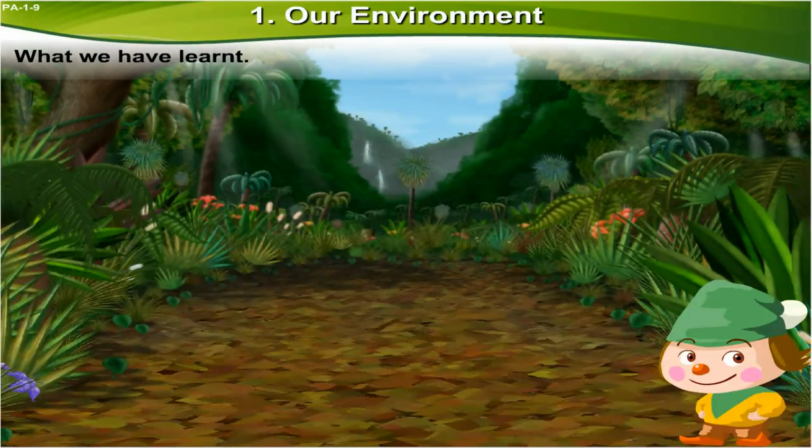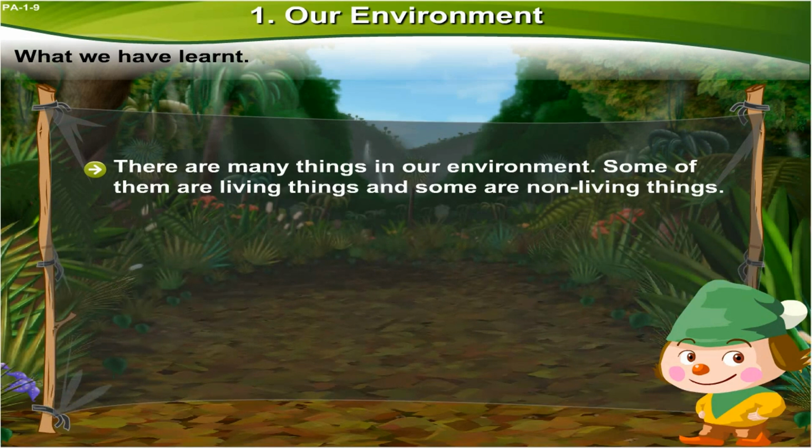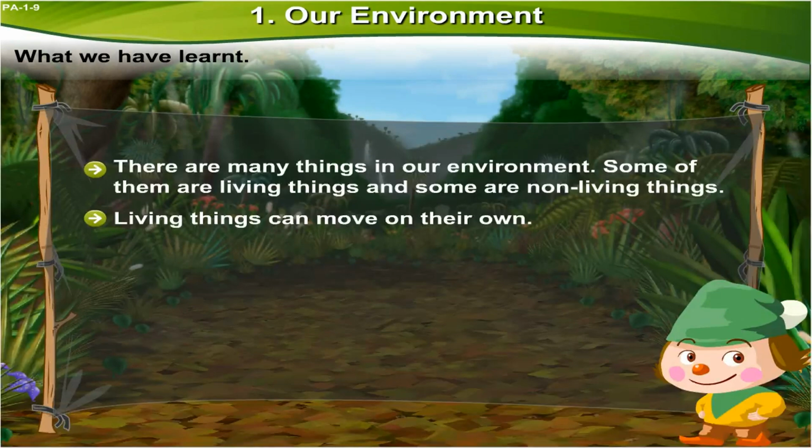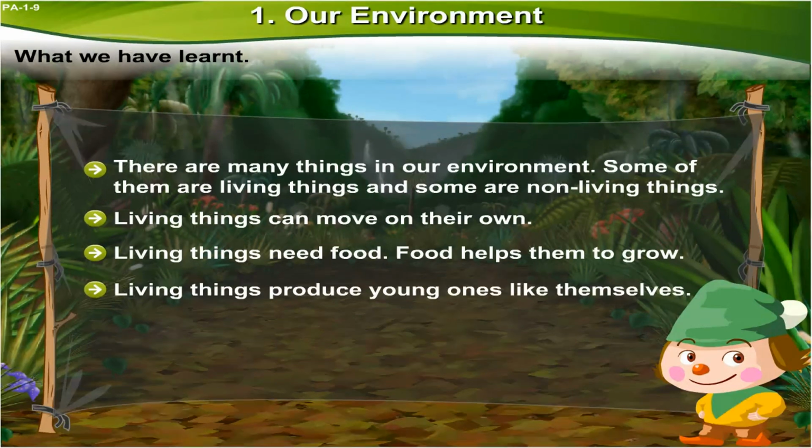What we have learned. Well, first and foremost, there are many things in our environment. Some of them are living things and some are non-living things. Living things can move on their own. Living things need food. Food helps them to grow. Living things produce young ones like themselves.